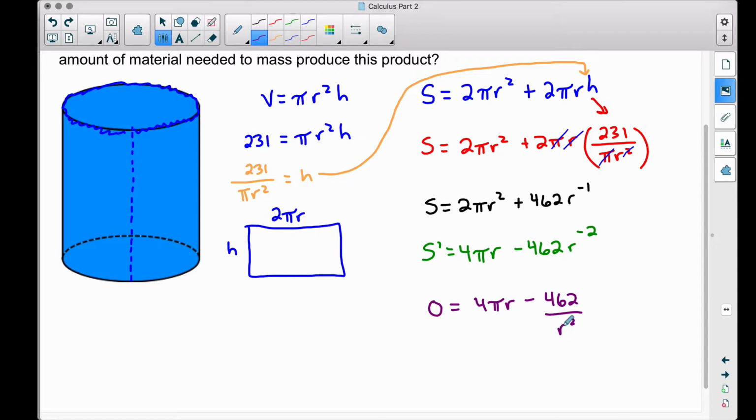Because now we have a fraction, we can multiply all of our pieces in our equation by r squared to get rid of this fraction. Multiplying 0 by r squared, we still have 0. Multiplying r squared by 4 pi r gives us 4 pi r to the third now. And then multiplying r squared by this, we'll simply get rid of the r squared in our denominator, and now we can solve this remaining equation.